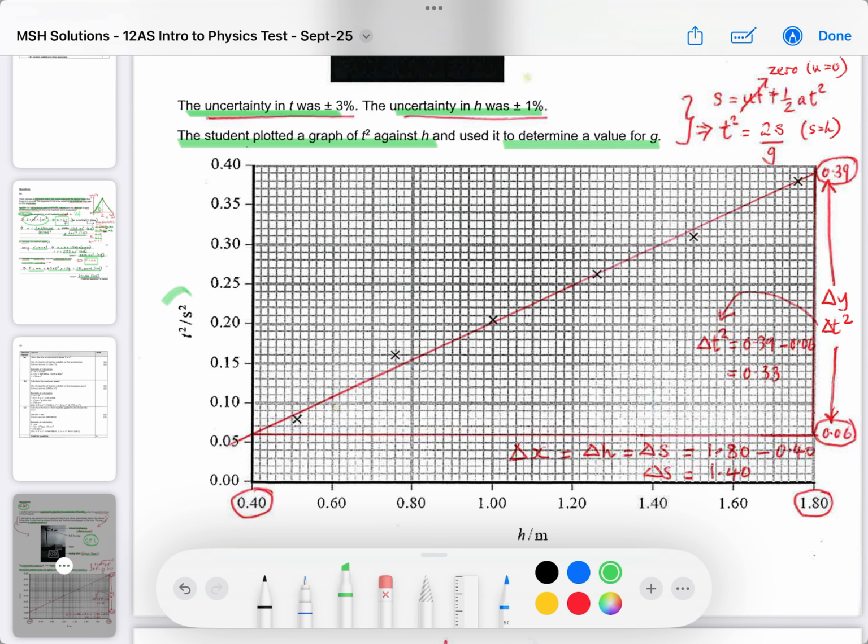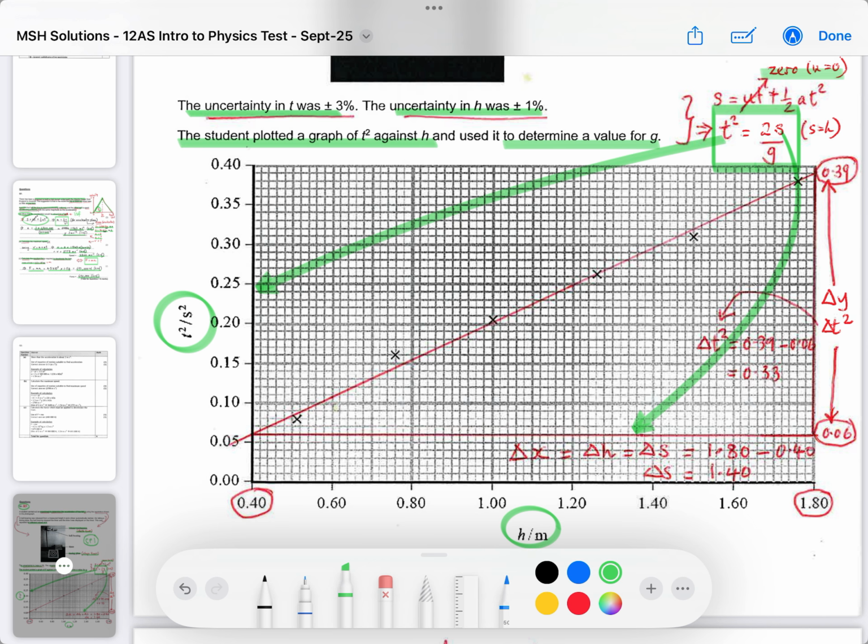Yes? So if you put t squared on the y-axis and height on the x-axis, then you're basically investigating s equals ut plus half at squared, but ut is 0. So s equals half at squared, where a is g, and you can change the subject of the equation to make it t squared, because t squared is on the y-axis, yeah? So you've got t squared on the y-axis, and you've got s on the x-axis, okay?